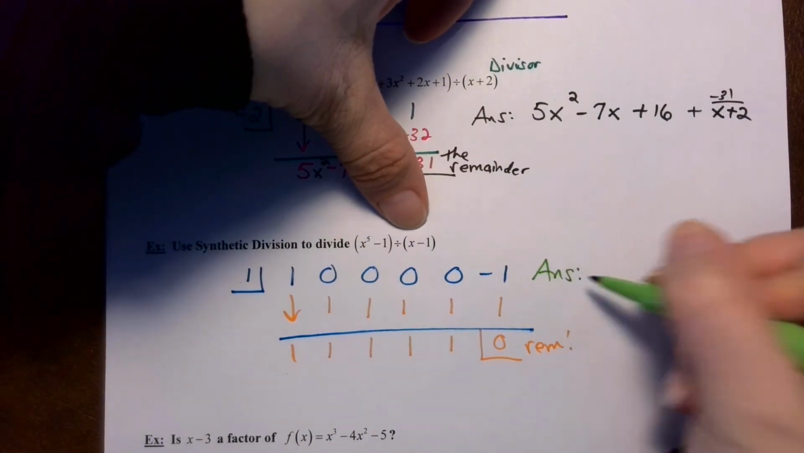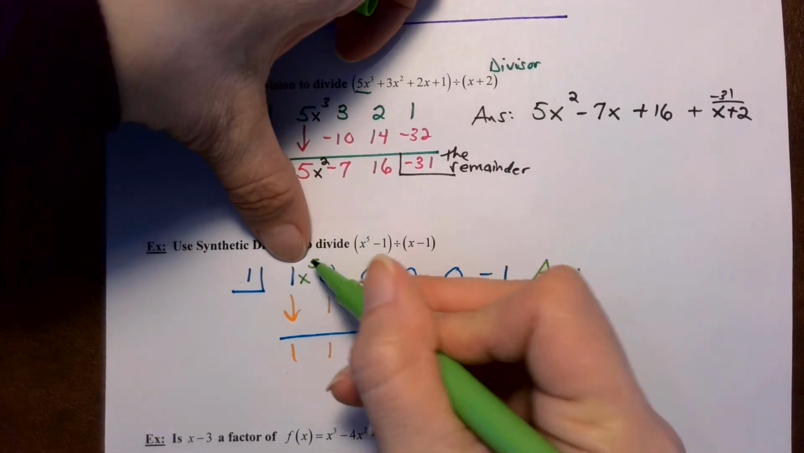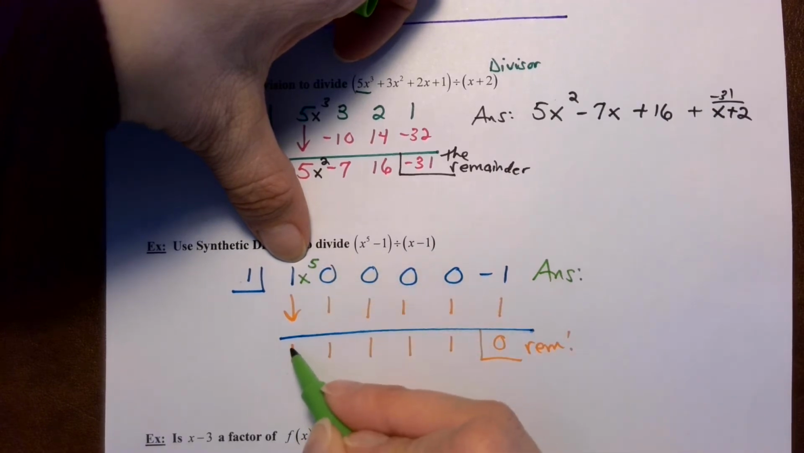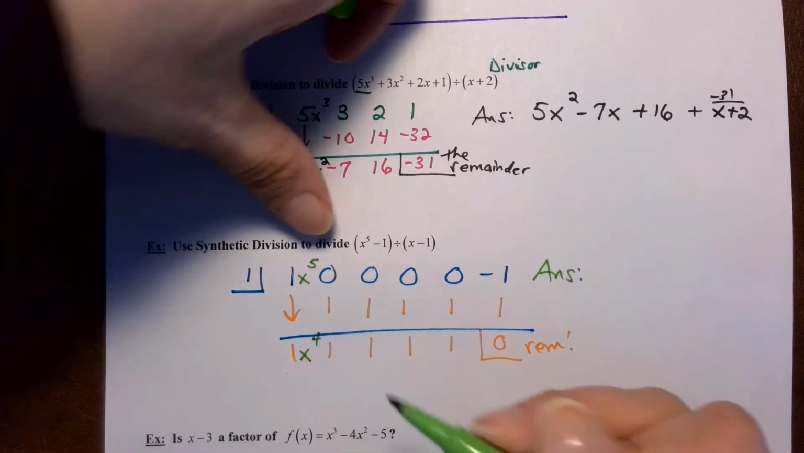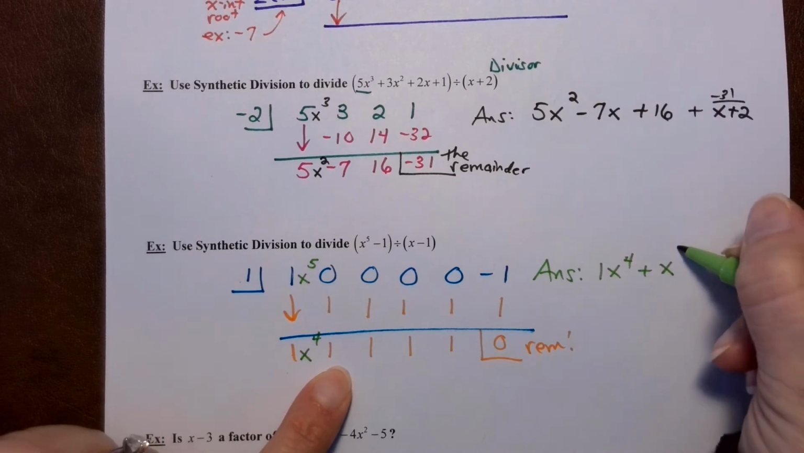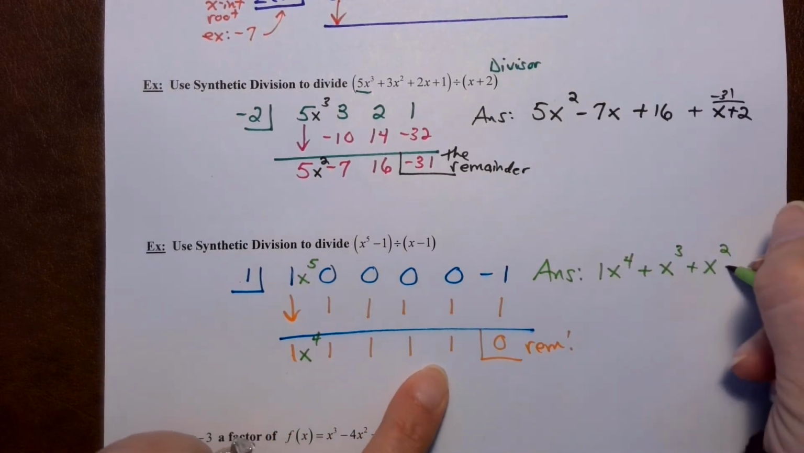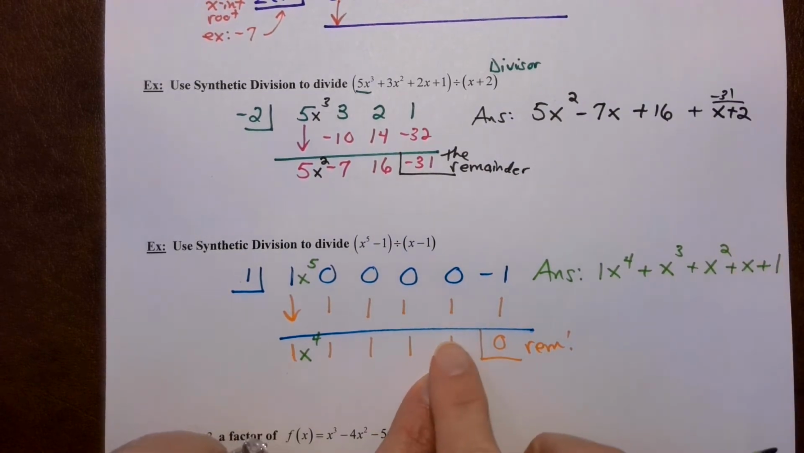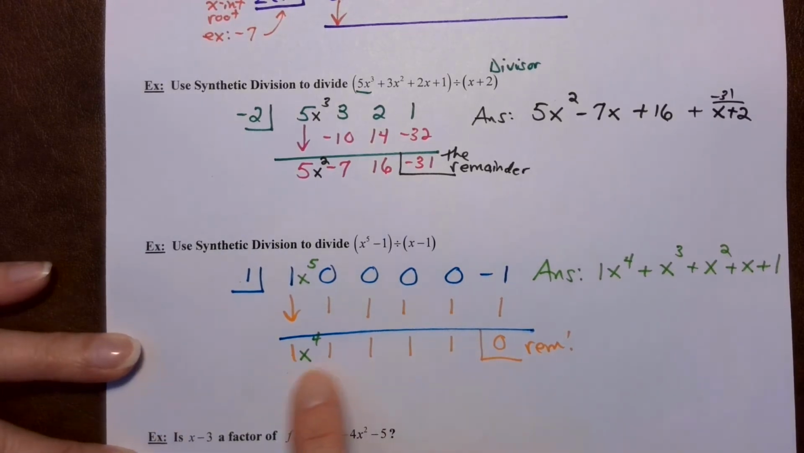The final answer. Let's remind everybody, this was x to the 5th. If you divide 1x out, his answer will be 1 less, x to the 4th. So 1x to the 4th plus 1x cubed plus 1x squared plus 1x plus 1. That one right there is always going to be the constant. Remainder, constant, then they go higher and higher.